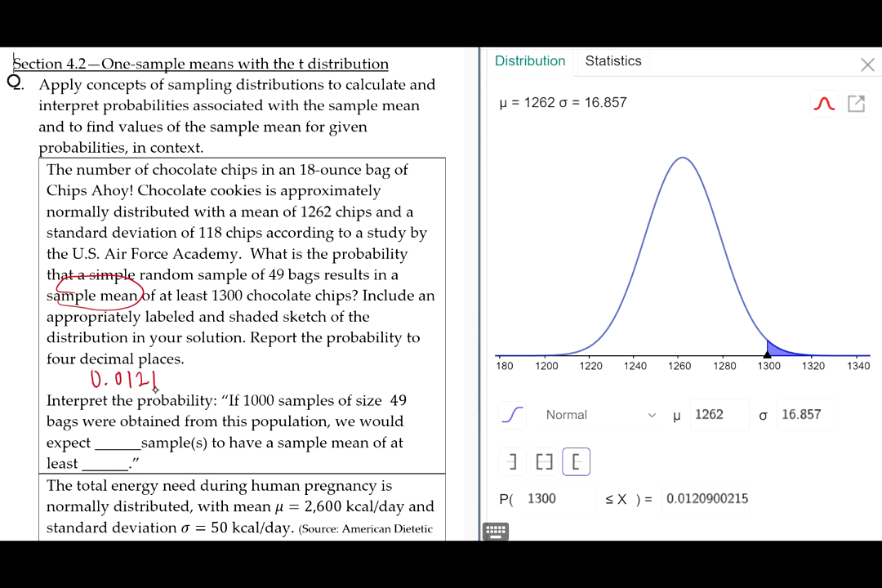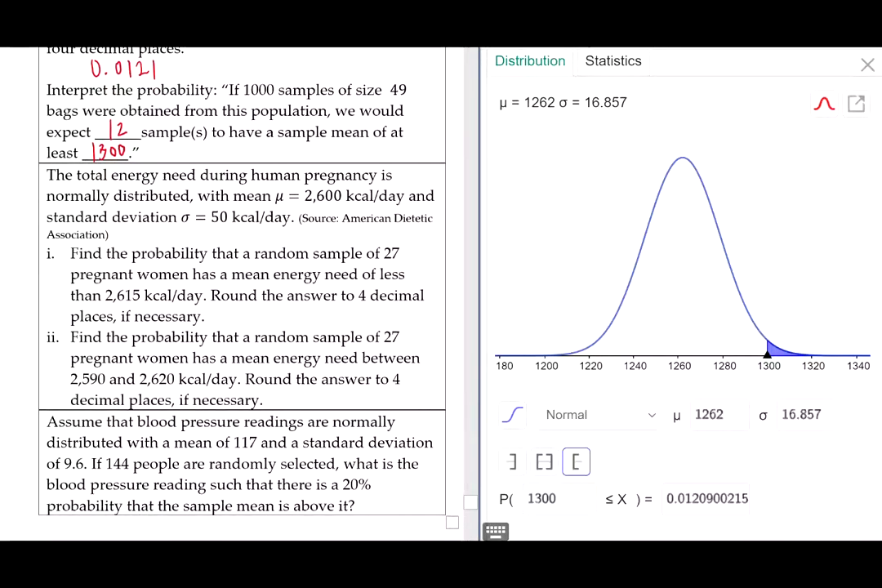If 1,000 samples of size 49 bags were obtained from this population, we would expect blank samples to have a sample mean of at least blank. So I'm going to take my 0.0121 and go to the thousandths place, which is the 3rd decimal place. I have 12.1 out of 1,000, but that would round to, we would expect 12 samples of these 1,000 to have a sample mean of at least 1,300 chips. That's the shaded area that we have in our GeoGebra output. So you could sketch that little shaded area, but GeoGebra will give that as well. That's the distribution or the sketch that we would be looking for.